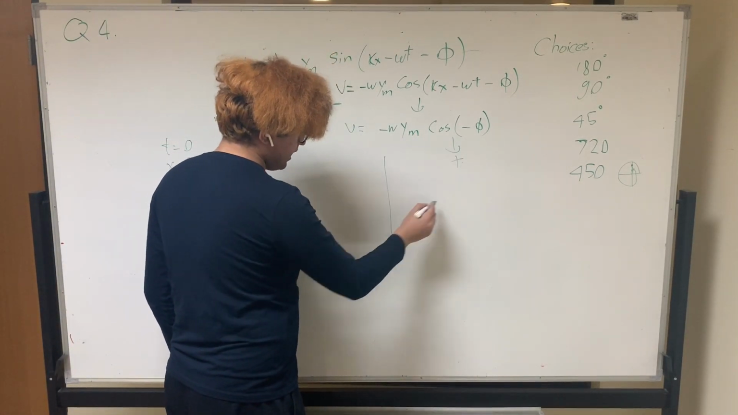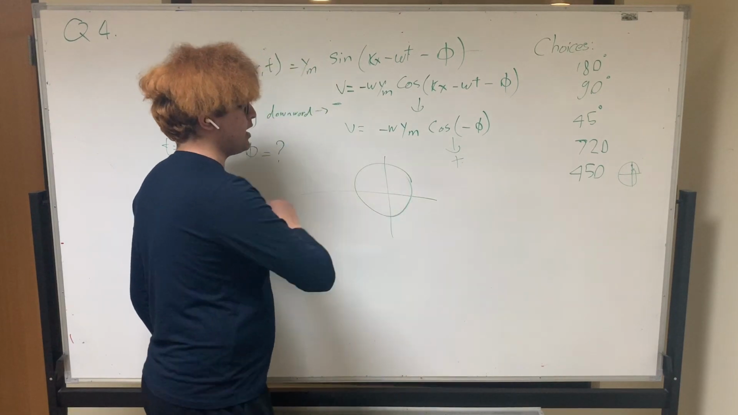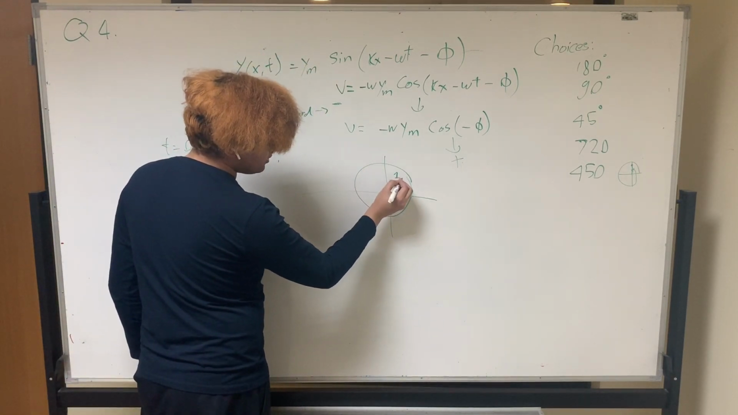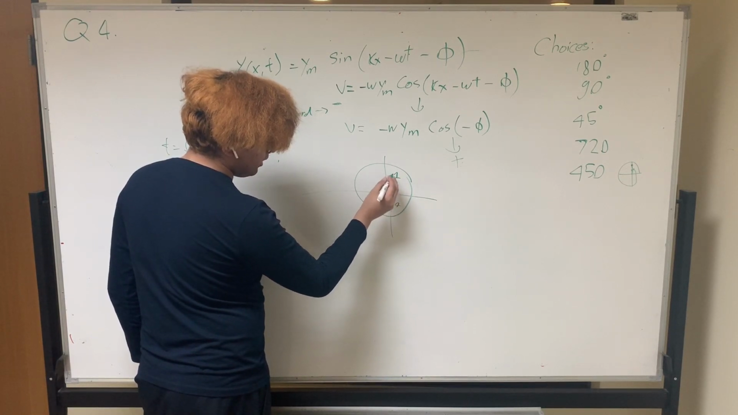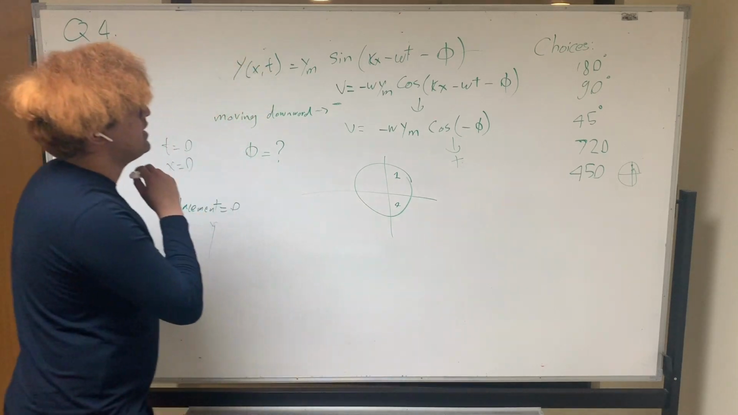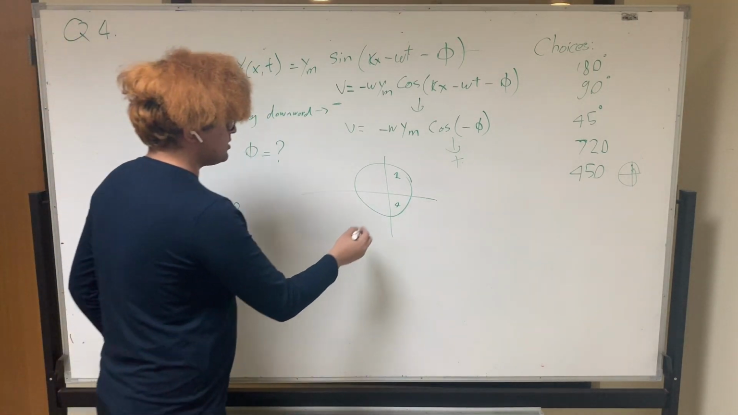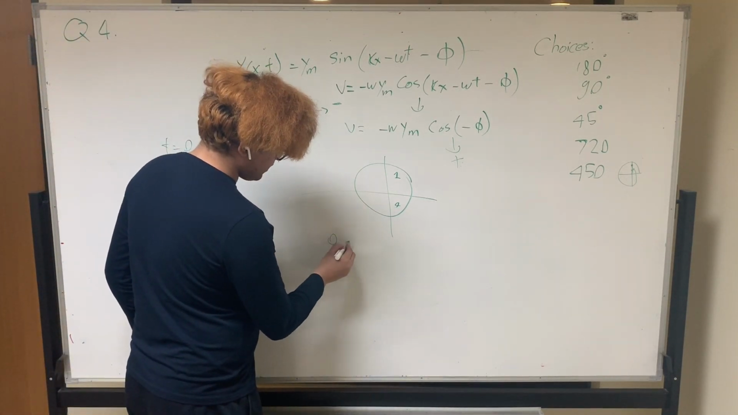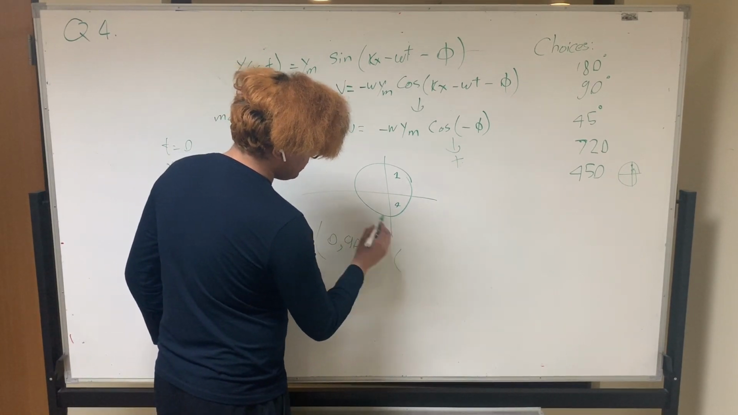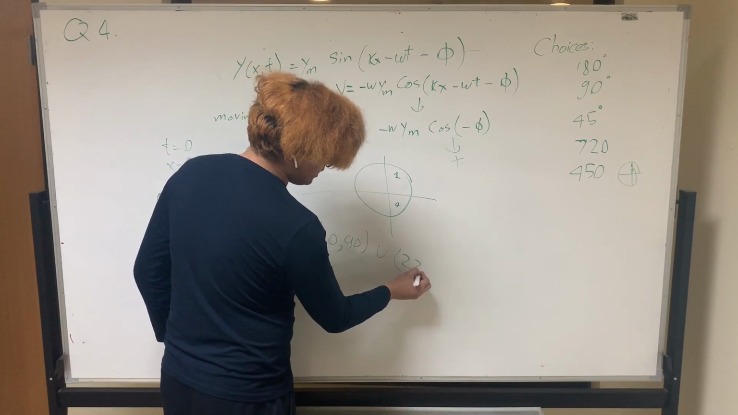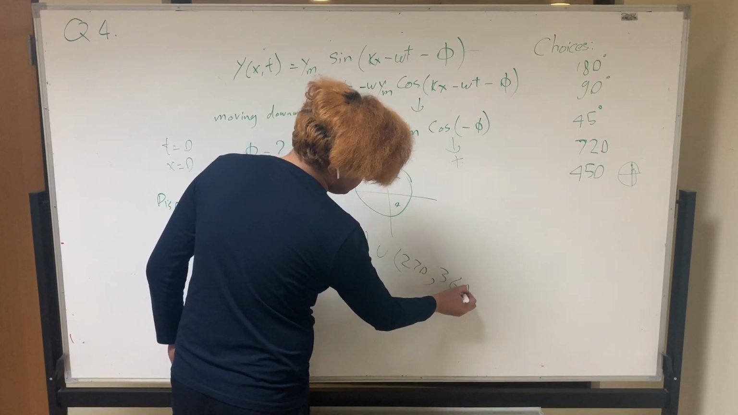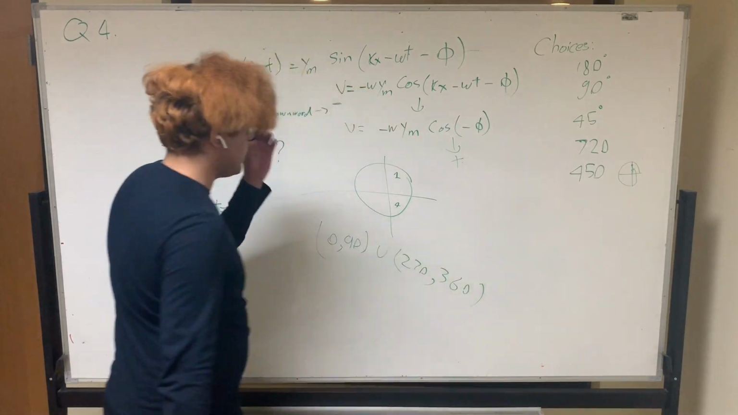And we know that cosine, this is the unit circle, okay? So cosine is positive in this quadrant and in this quadrant, the first one and the fourth one. So our angles should be from 0 to 90, and they should be from 270 to 360.